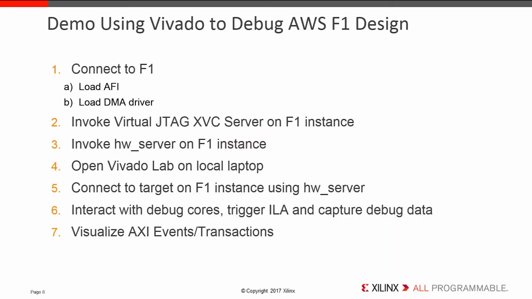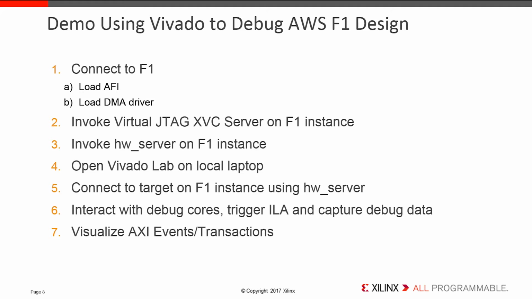I'll give you a quick demo of using Vivado on my laptop to debug the design running on the F1 instance. The steps are as follows. I'll connect to the F1 instance, load the AFI, and load the DMA driver. In the interest of time, I have already performed these steps. I'll then show you how to invoke the virtual JTAG XVC server on the F1 instance, and then also invoke the hardware server on the F1 instance.